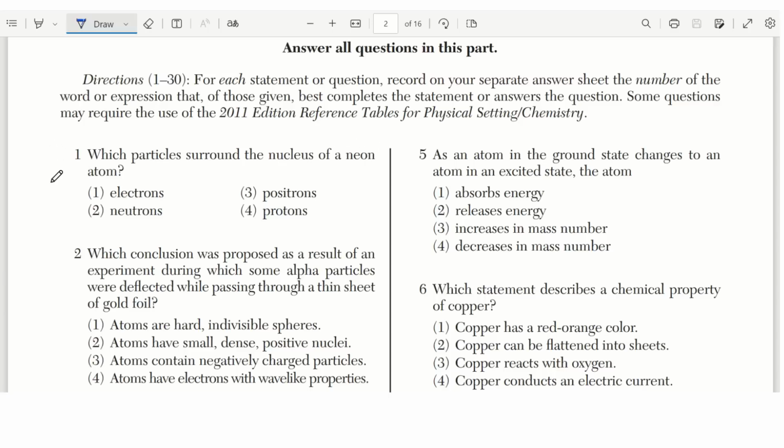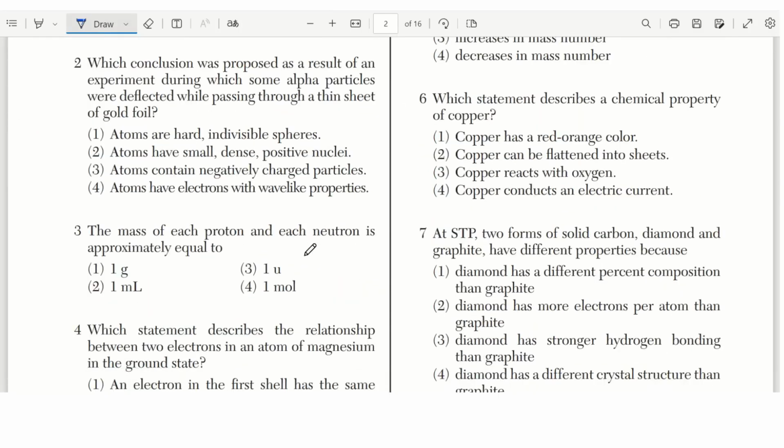So if we're looking at an atom, what do we have in the center? We have a nucleus, and then we have electrons in orbitals, right, in energy levels surrounding the nucleus. So which particles are found outside or surrounding the nucleus? Yeah, that's electrons.